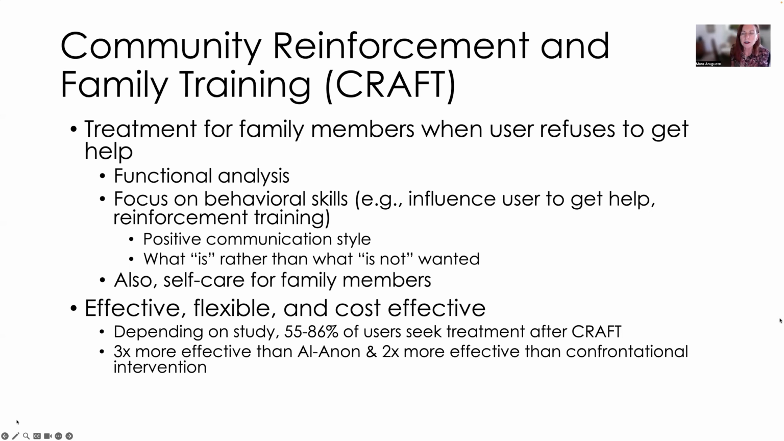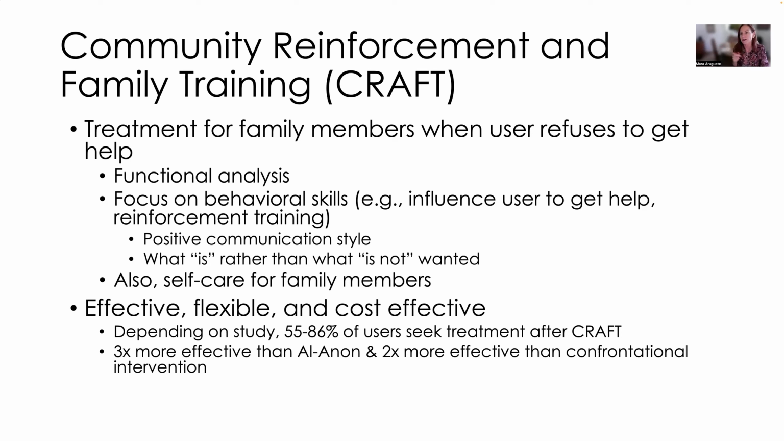Okay, so the first one is called community reinforcement and family training, or for short, we call it CRAFT. And this is unique in the sense that it treats the family when the person who is addicted doesn't want help. So the person who's addicted is refusing help. They're saying, I don't want help, I don't want to go to therapy, blah, blah, blah. Then the family does a therapy anyway.